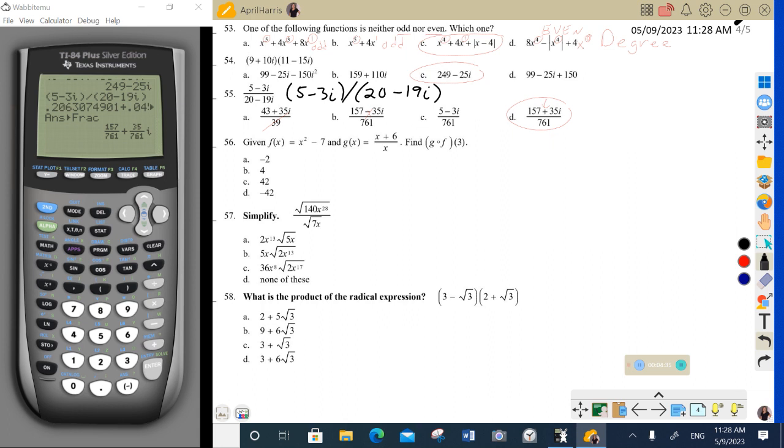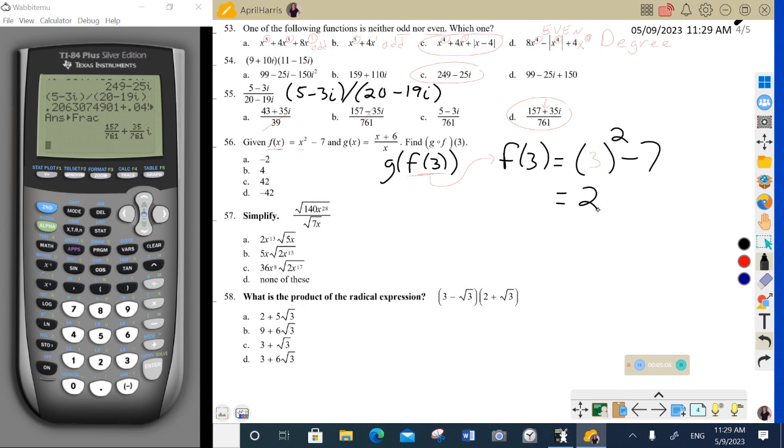Okay, question 56. It's wanting you to find the g of f of 3. This is where you have a function inside of a function. That's called a composition of functions. So you're going to start on the inside, and you're going to find the f of 3 first. So the f of 3, you're going to use the f equation. So the f equation says the f of stuff is stuff squared minus 7. Our stuff is a 3. 3 squared minus 7 is 9 minus 7, that is 2.